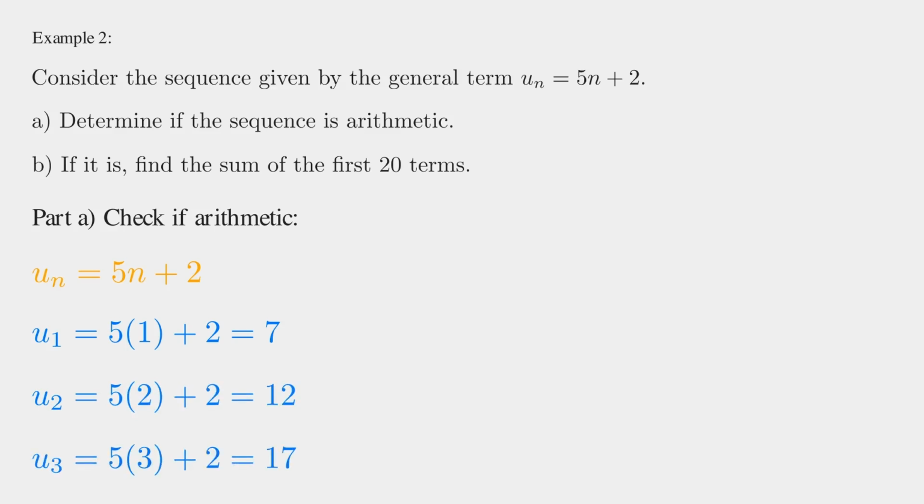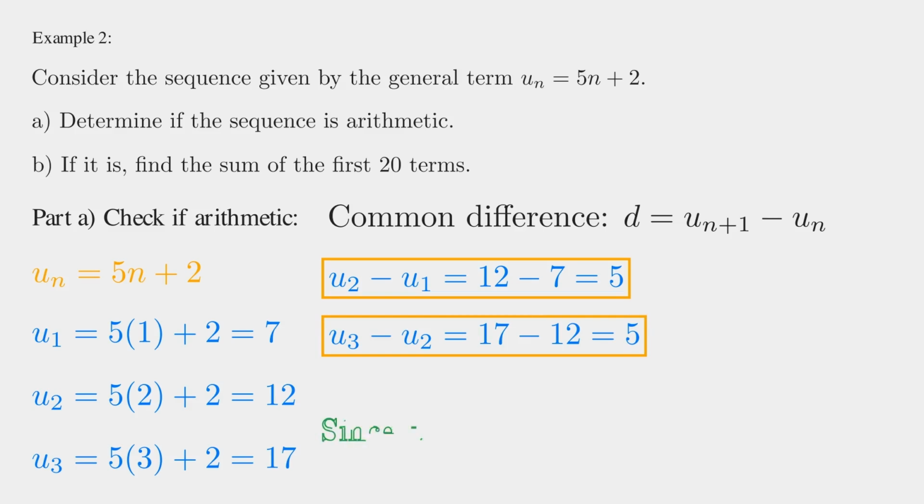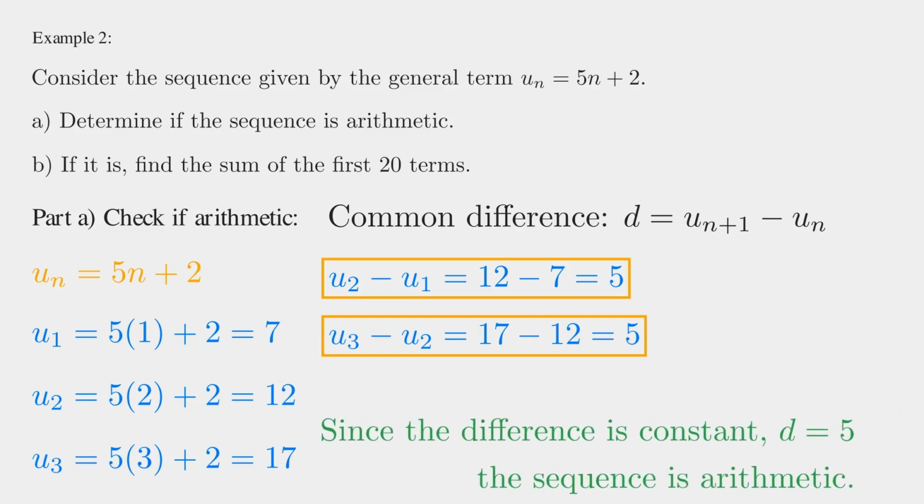Replacing n by 1, 2, and 3, we get u1 is equal to 7, u2 equal to 12, and u3 equal to 17. To calculate the difference, we can just subtract u1 from u2, which will give us 12 minus 7 equal to 5. Now, we have to find u3 minus u2 as well. If the answer is 5, then the sequence is arithmetic. If the answer is not 5, then the sequence is not arithmetic. Here, indeed, the answer is 5. Since the difference is constant, d is equal to 5, we can confidently say that this sequence is arithmetic.